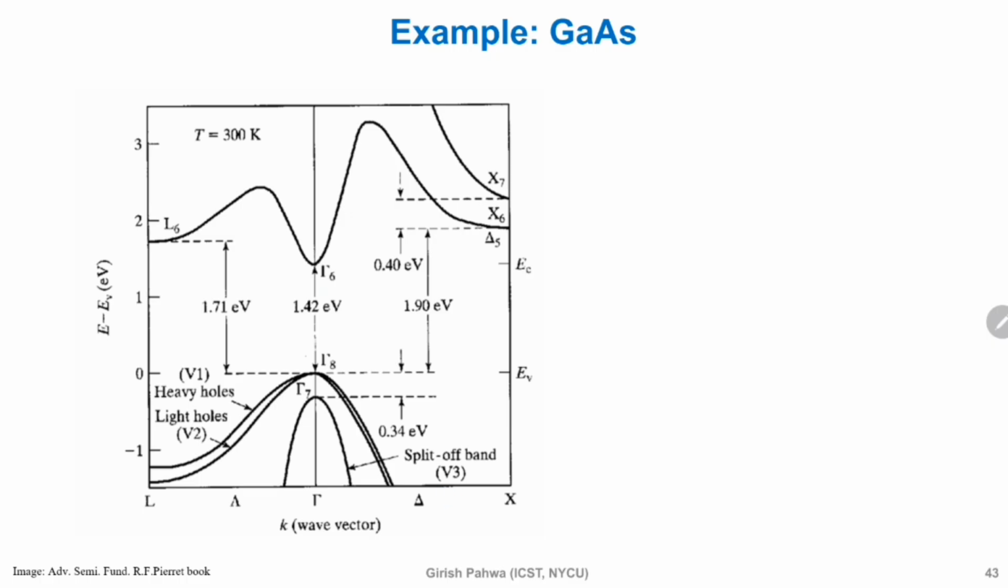So you have one valley along this gamma L direction, L6, and then you also have this delta 5, another valley which is along the delta X direction, and then the minimum is at delta equal to 0. So this is the conduction band minimum, and the band gap is around 1.42 electron volt, a little higher than silicon.